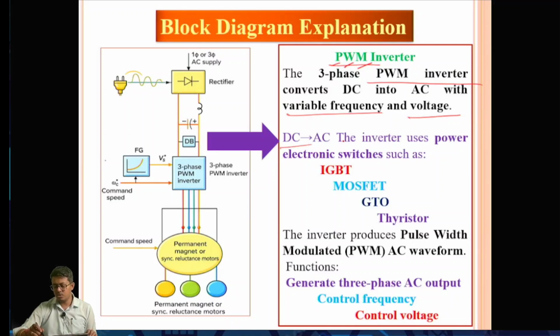This DC to AC inverter uses power electronic switches, like the IGBT, a fully controlled switch, the MOSFET also, then GTO and thyristor. It uses all these switches to vary the frequency and voltage. The inverter produces pulse width modulated AC waveforms, and its main function is to generate three-phase AC output with controlled frequency and controlled voltage to control the speed of the synchronous motor.